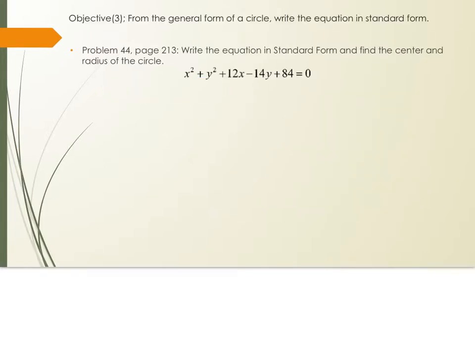So our next objective is, from the general form of a circle, write the equation in standard form. Problem 44, page 213: write the equation in standard form and find the center and radius of the circle. So here's our equation: x² + y² + 12x − 14y + 84 = 0. I would like you to try to put this equation in standard form. Pause the video, and we will get back to you in just a few minutes.